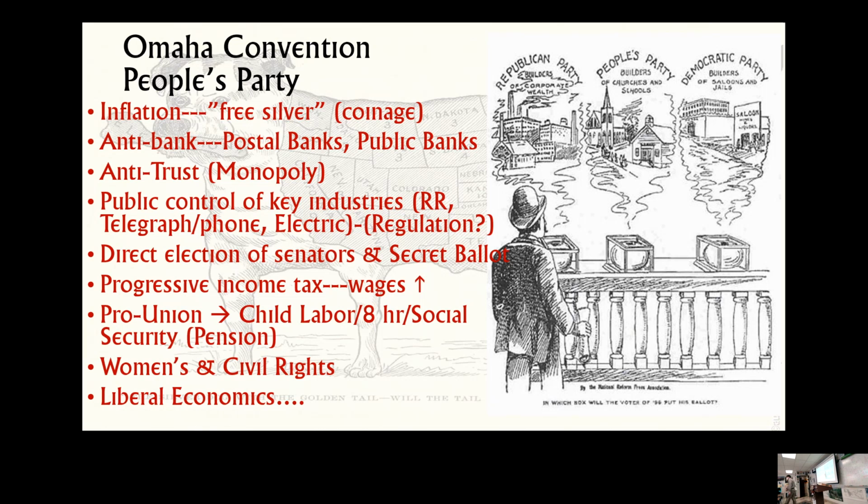Now, it will become progressive, and then in the 1930s, Franklin Roosevelt called it liberal, which actually, liberal originally meant something more laissez-faire, but he called it liberal. And to Roosevelt, liberal is the middle between fascism and communism.